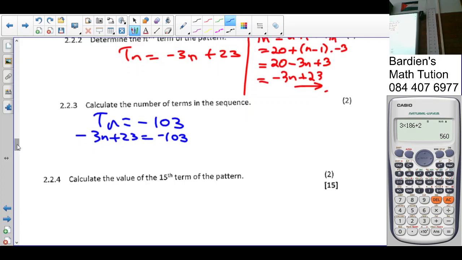Solve for n. So negative 3n is equal to negative 103 minus 23, which is negative 126, divided by negative 3. So they give you 42. So therefore, the 42nd term is equal to negative 103.